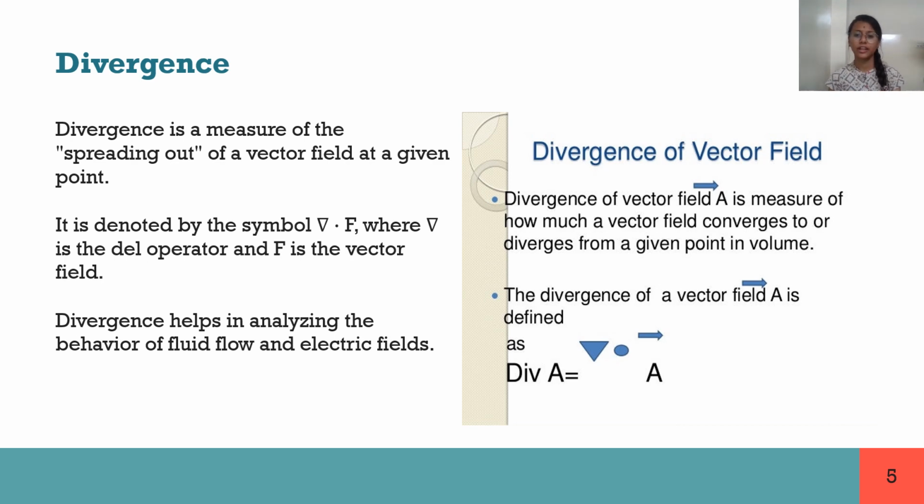Divergence of a vector field. Let us take a vector field A. Divergence is a measure of how much a vector field converges to or diverges from a point in a volume. Divergence of a vector field A is defined as divergence of A equals del dot A.